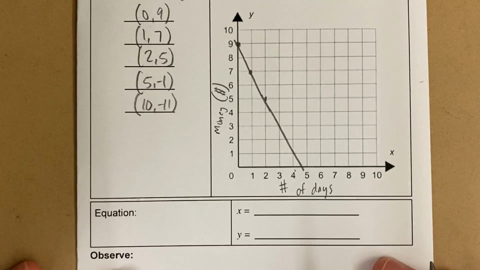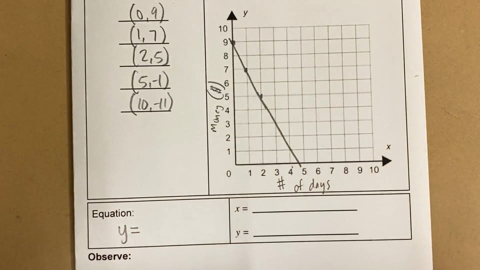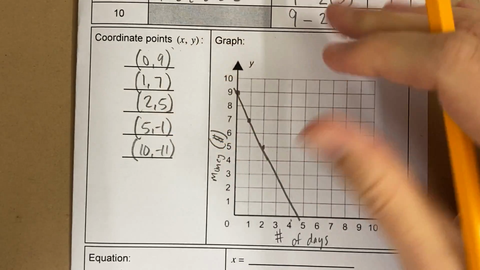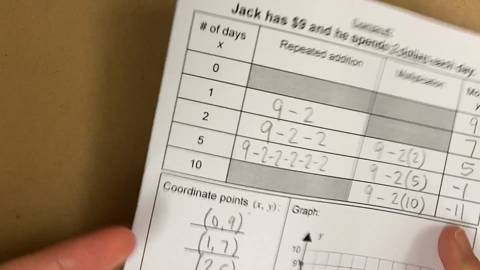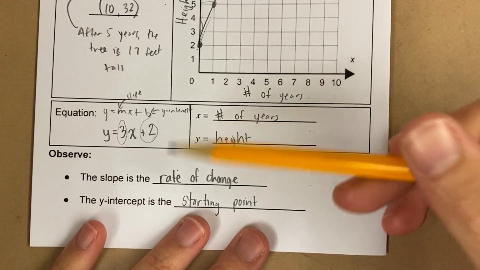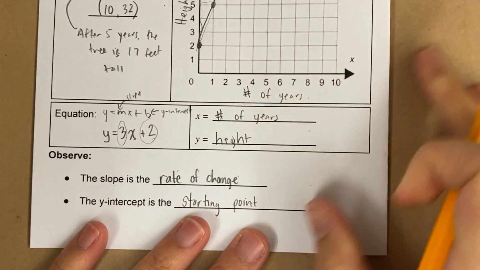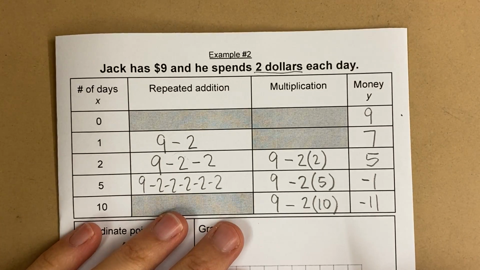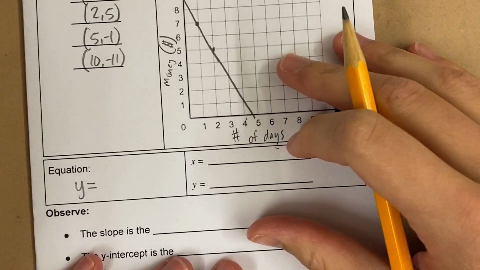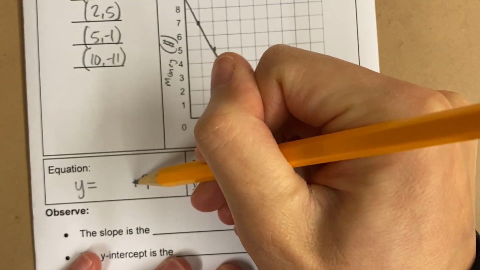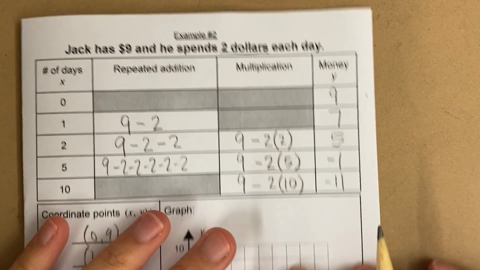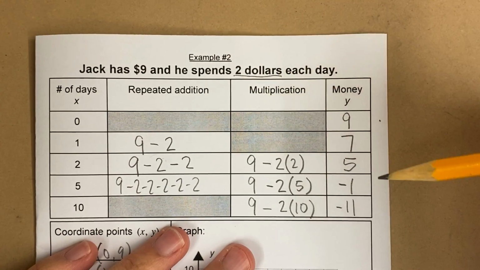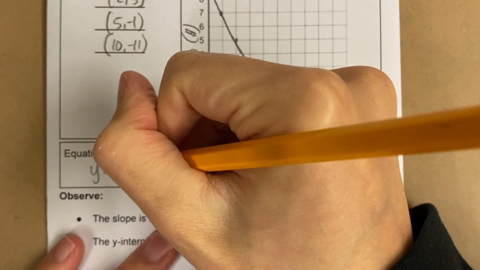Okay, now what's my equation here? Now watch. I can use this graph. I can use 2 points. But I can also say, well, I remember from my first example that the slope will be the rate of change and the y-intercept is the starting point. So when I go to write my equation, my y-intercept is the starting point. What did Jack start with? Well, he started with positive $9. And then how did the amount of money he had change? Well, it went down by 2 each day.